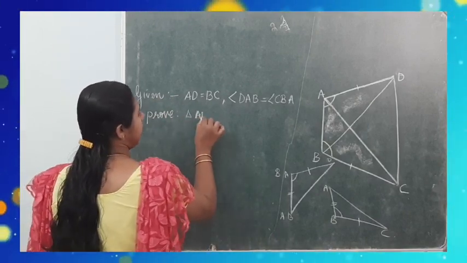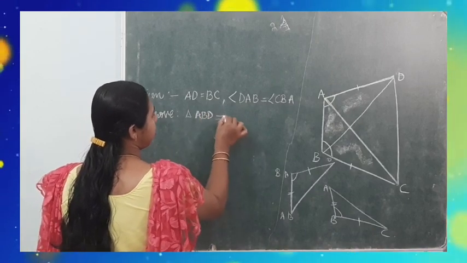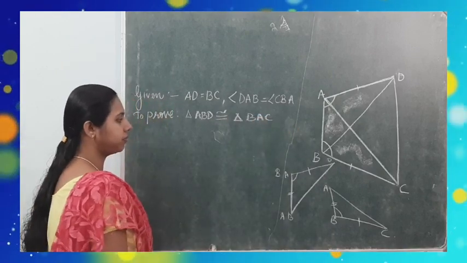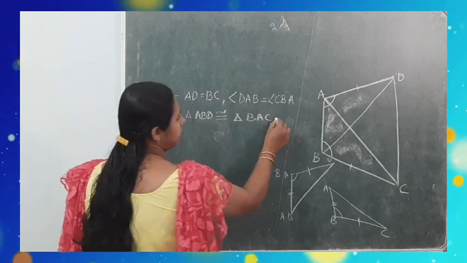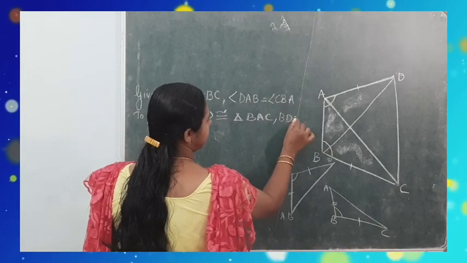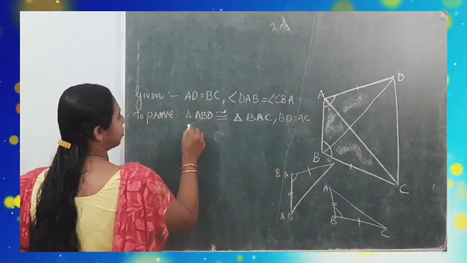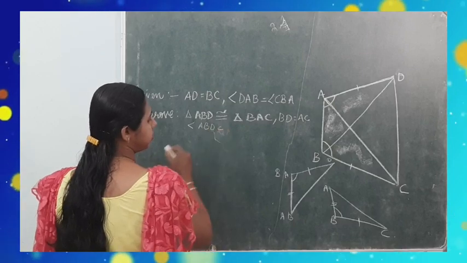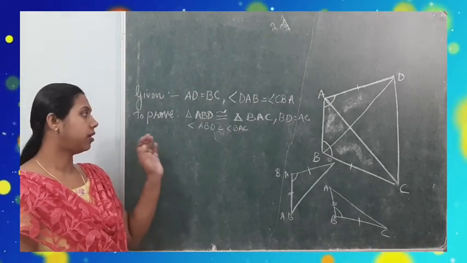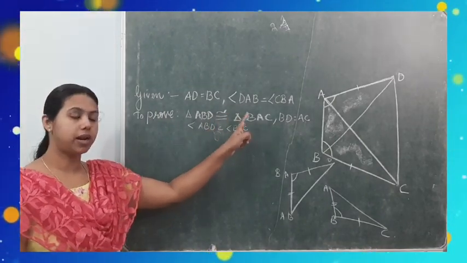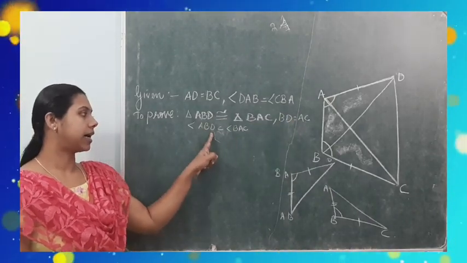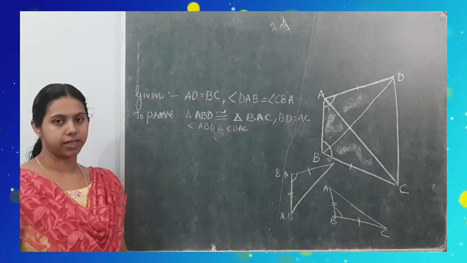Triangle ABD congruent to triangle BAC, and BD equal to AC. And one more thing, angle ABD equal to angle BAC. So you want to show these three things: triangle ABD congruent to triangle BAC, BD equal to AC, and angle ABD equal to angle BAC.